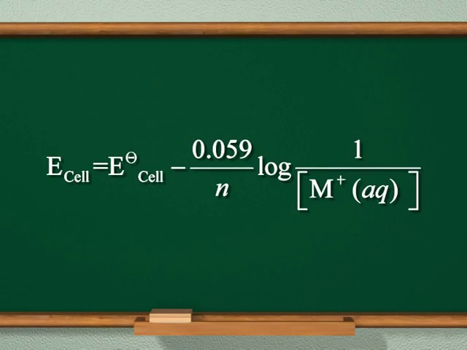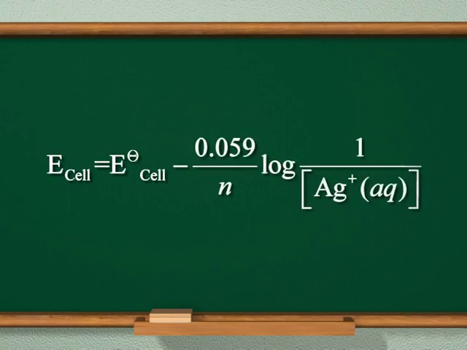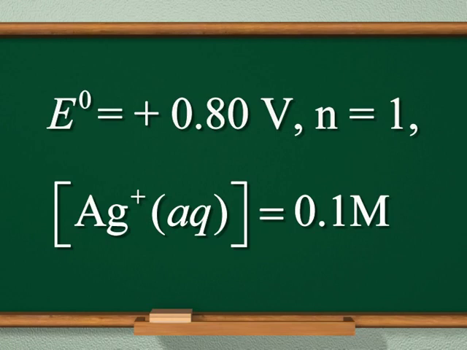And now here is the solution. According to the Nernst equation, EMF of the cell is equal to standard electrode potential of the cell minus 0.059 divided by n multiplied by log 1 divided by molar concentration of ions in aqueous state. This can also be written as standard electrode potential of the cell minus 0.059 divided by n multiplied by log 1 divided by concentration of silver ions in aqueous solution. Given that the standard electrode potential of the cell is equal to plus 0.80 volts, n is equal to 1, and the concentration of silver ions in aqueous solution is equal to 0.01 molar.